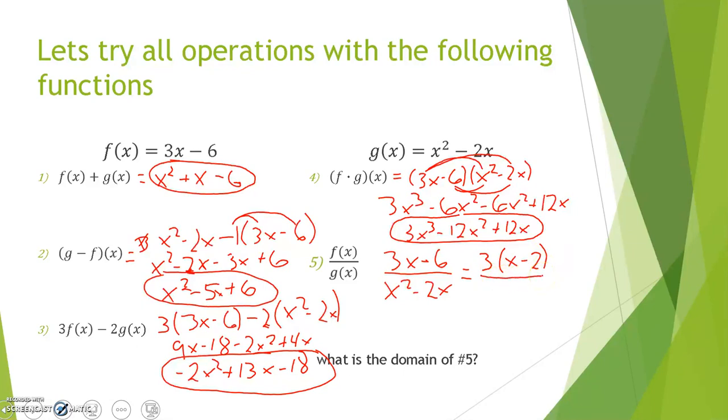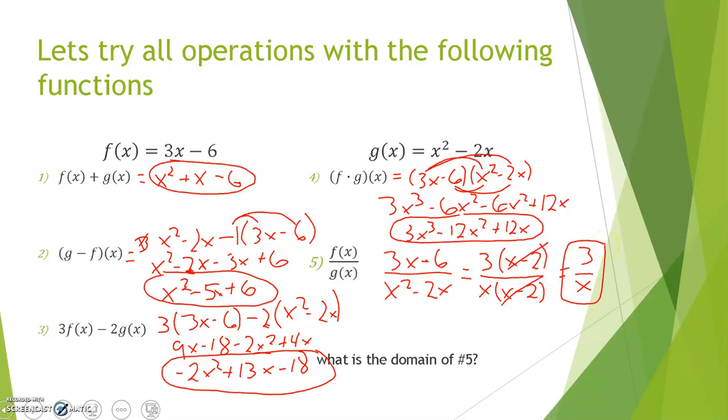And then on the bottom, in the denominator, I'm going to factor an x out. And so x times x gives me x squared, and x times negative 2 gives me negative 2x. And so now, because I factored those two out, these two factors can cancel each other out, and my final answer is going to be 3 over x. And so this is what I have as my final answer for f of x divided by g of x.